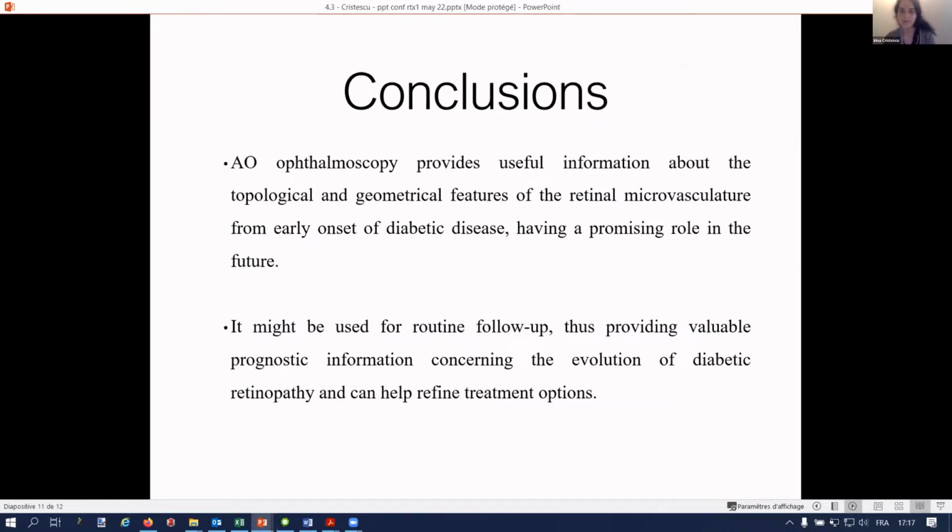And in conclusion, adaptive optics provides useful information about the retinal microvasculature from early onset of diabetic disease. It will play a very important role in the future. It's important for routine follow-up, can provide important information from the early onset of diabetes, and also it can help to refine treatment options. Thank you.